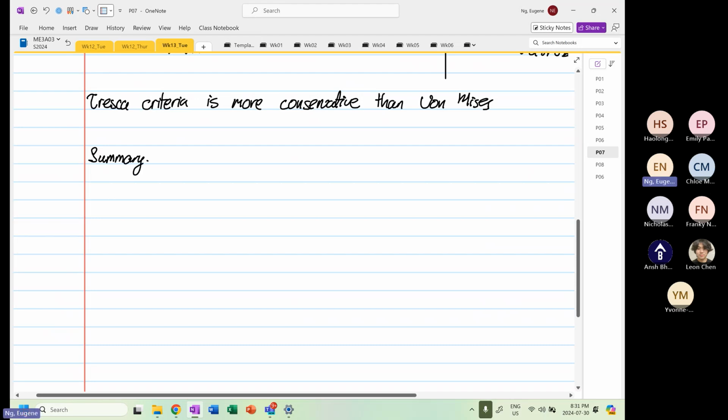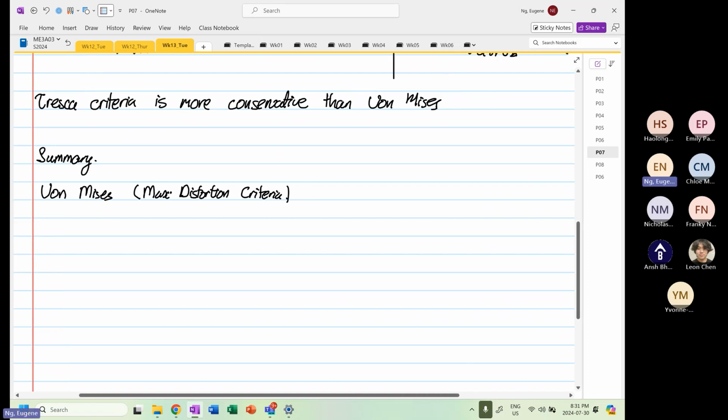Okay, let's do it. Like what we have done before, on the left hand side I'm going to go for von Mises, and it's known as a maximum distortion criteria. And then on that we have Tresca, which is based on maximum shear stress. Okay, maximum shear stress criteria.